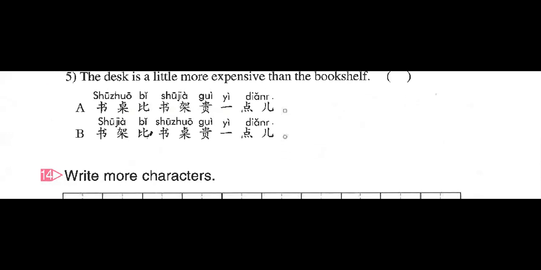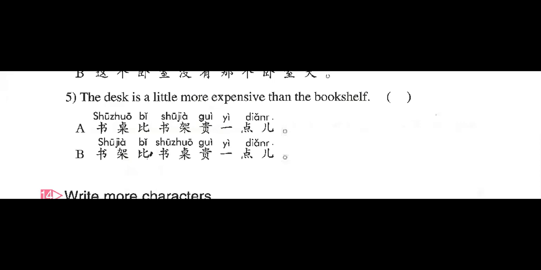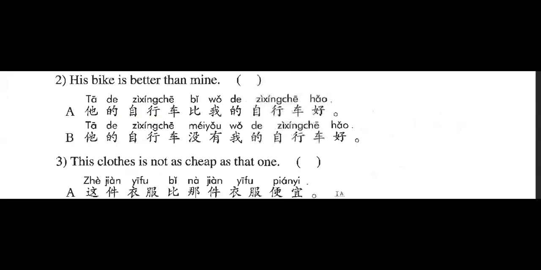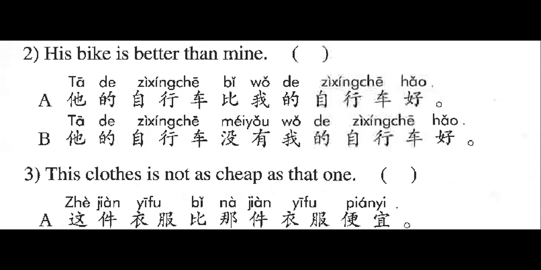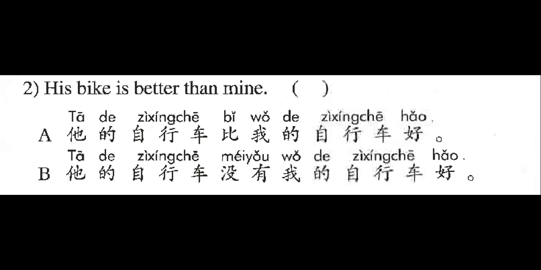Next, we continue with the next one. And here we have, okay, this one here. His bike is better than mine. 他的自行车比我的自行车好. Or 他的自行车没有我的自行车好. The key here is that we are using 没有. So the second one, the meaning is that his bike is not so good as mine. So in this respect, as I'm saying his bike is better than mine, we are using A.